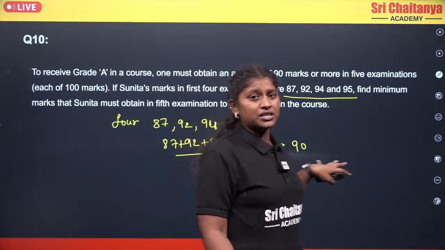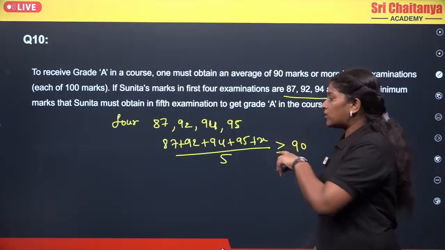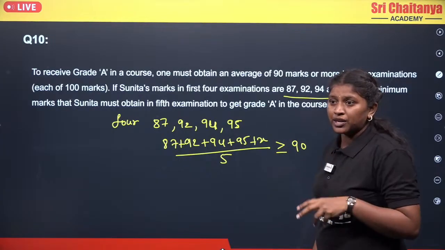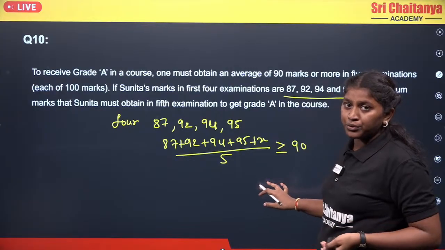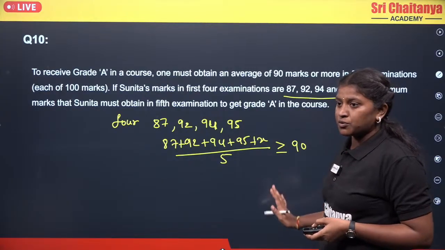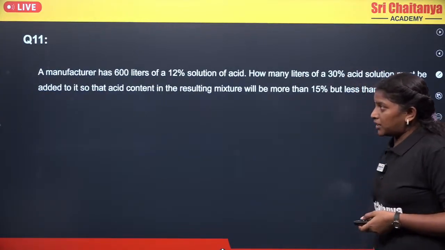I am leaving this question as your homework because I already gave the inequality. It's simple. You can do the additions, multiplications and divisions. Just a simple calculation to get the 5th exam score. Now moving to the next one.